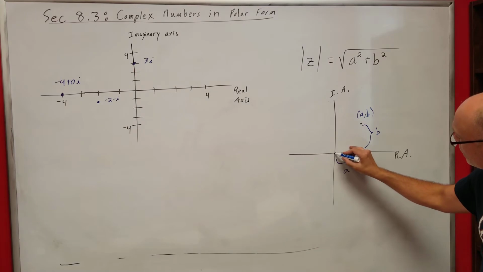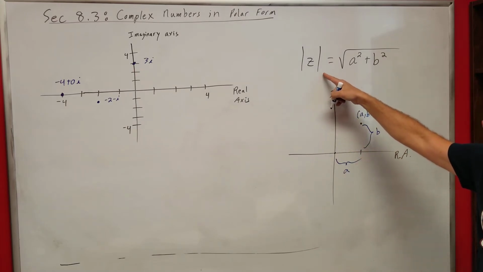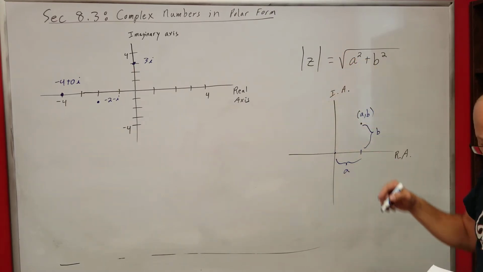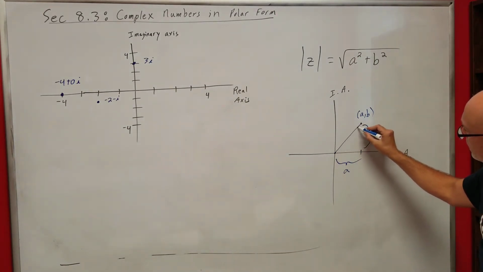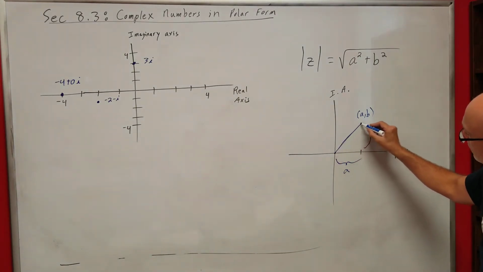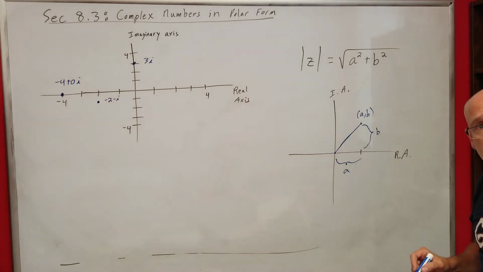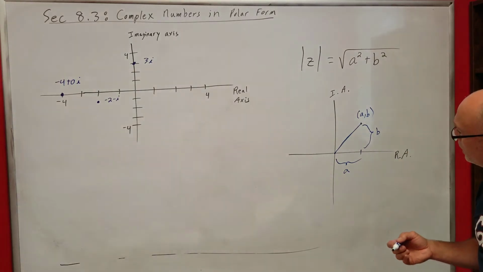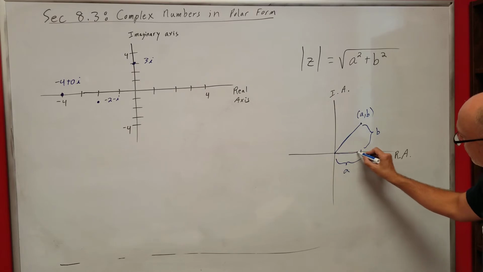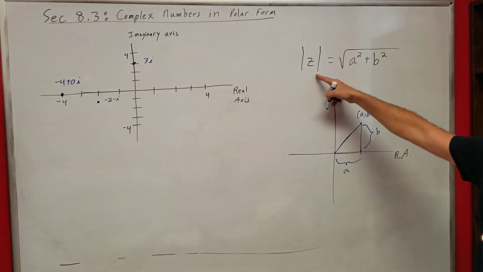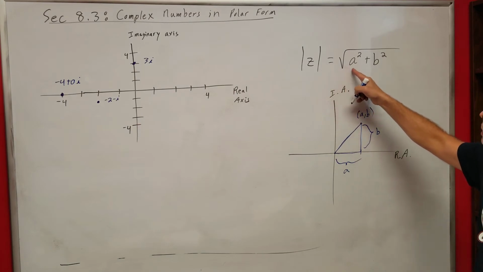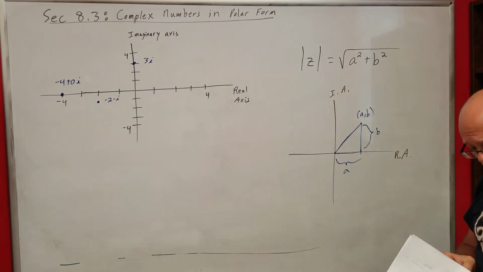And what they're talking about, the modulus or the magnitude, or the absolute value, is the distance from this origin right here to this point (a, b). So how do you find that? If you use either the Pythagorean theorem or the distance formula, the magnitude of z is equal to the square root of a squared plus b squared.